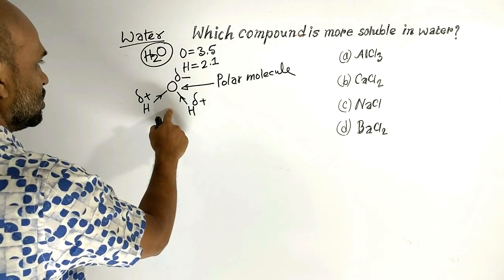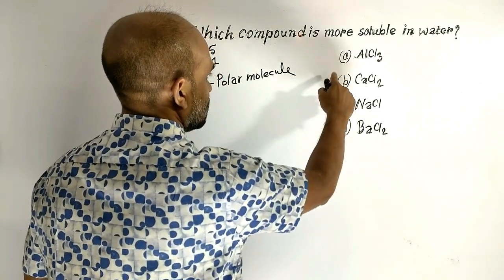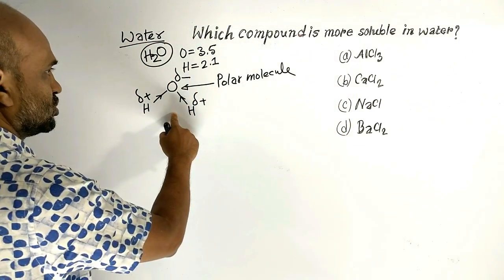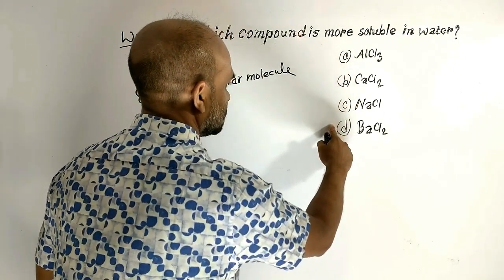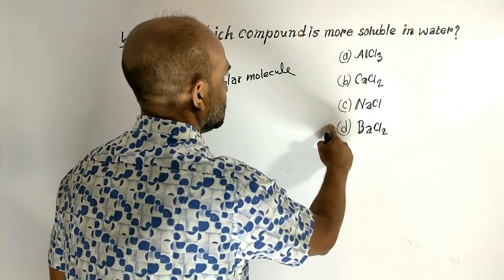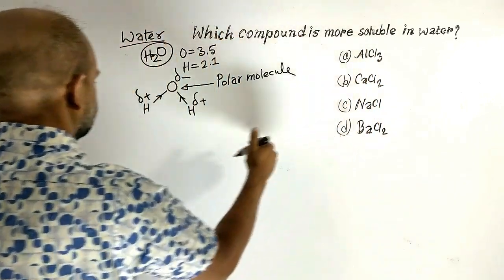As it is a polar molecule, ionic or more polar compounds will dissolve in it. The compound which is more ionic or more polar will be more soluble in water. Now let us see one by one.